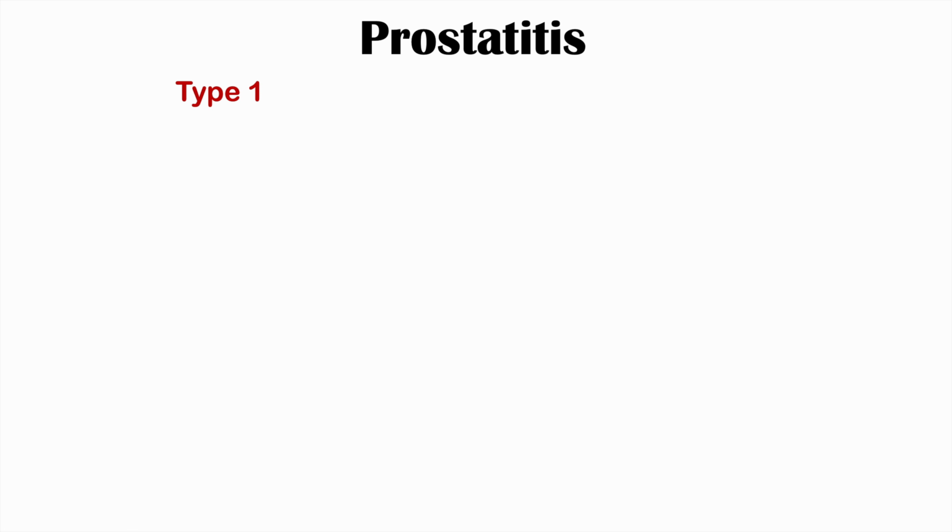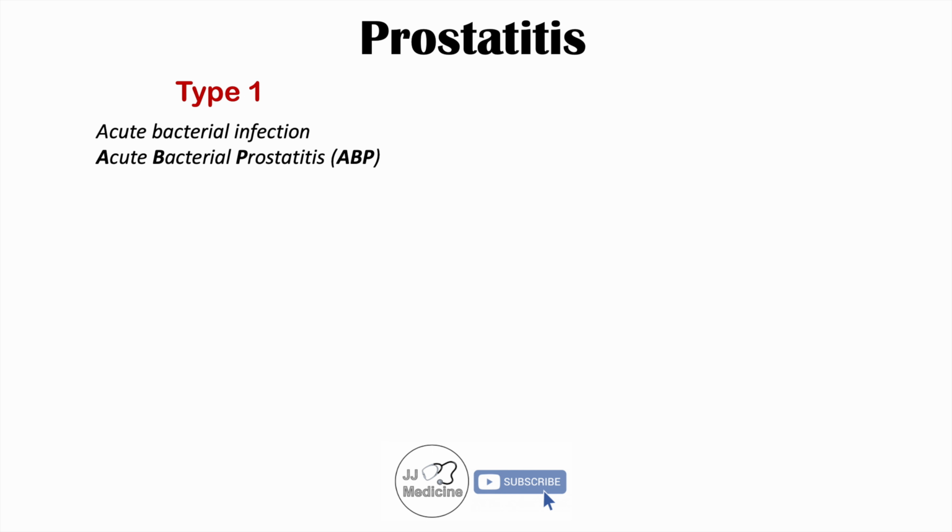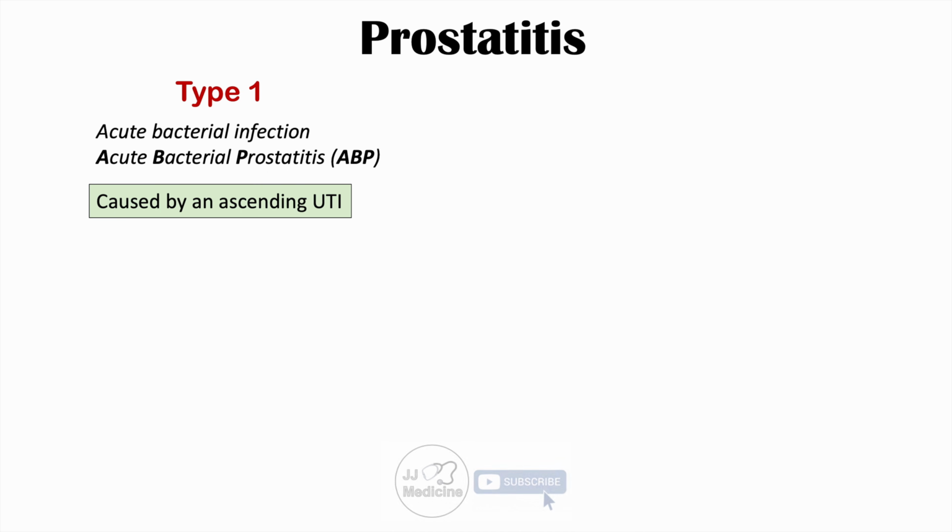Now let's talk about the different types of prostatitis. There are actually 4 types of prostatitis. The first type is type 1. This is going to be an acute bacterial infection, and this is also called acute bacterial prostatitis, or ABP. Now, because type 1 prostatitis is an acute bacterial infection, it is caused by an ascending urinary tract infection. So the bacteria that cause the urinary tract infection essentially climb up the urethra and infect the surrounding areas, including the prostate gland. So this leads to type 1 prostatitis.